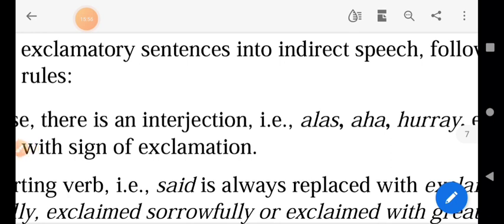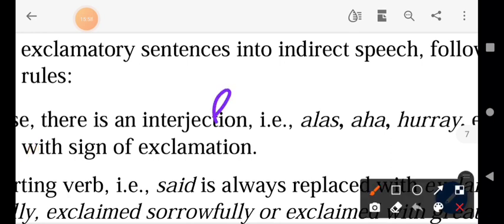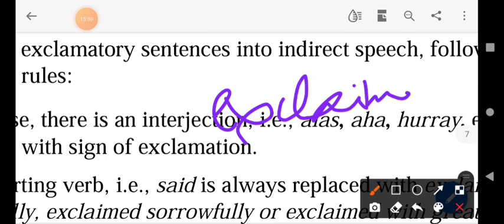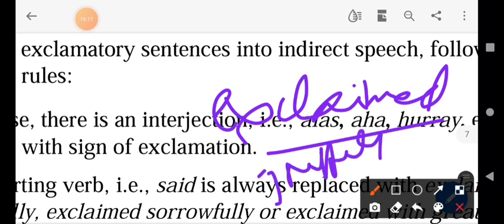In the place of that, we write "exclaimed." You take that verb. Is it joyful? Exclaimed with joy. If you want to use an adverb, exclaimed joyfully. If you want to write the noun form, exclaimed with, we should use the preposition and article. Exclaimed with surprise. Exclaimed with joy.